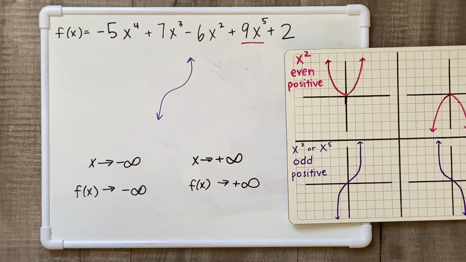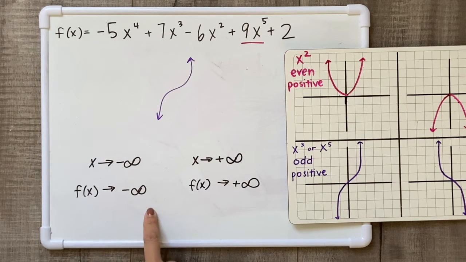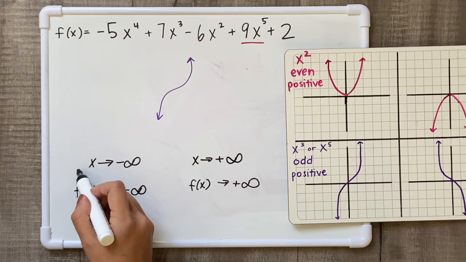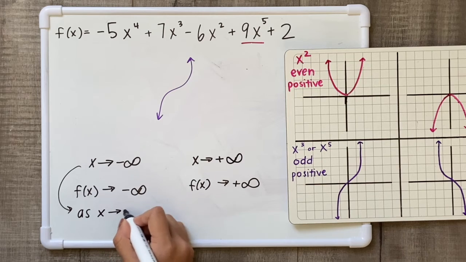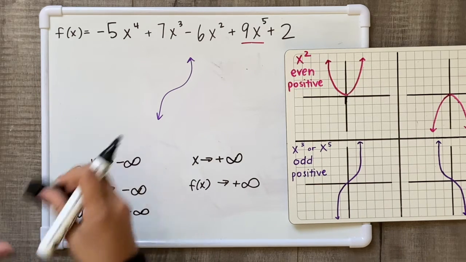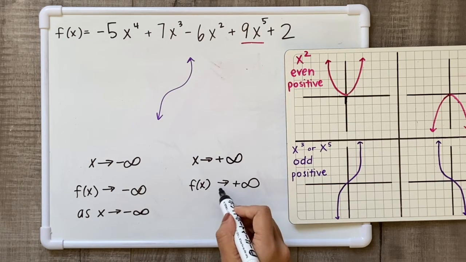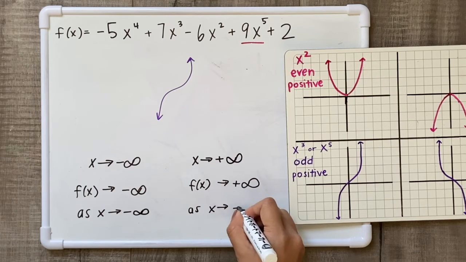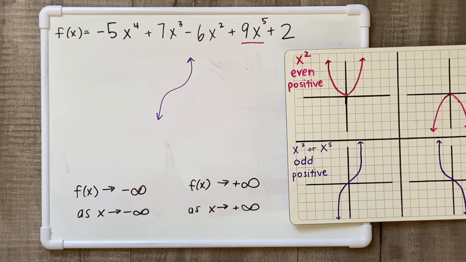And lastly, you're going to switch these two. So instead of saying as x approaches negative infinity, f of x approaches negative infinity, you're going to write f of x approaches negative infinity as x approaches negative infinity. And then f of x approaches positive infinity as x approaches positive infinity. And that's your answer.